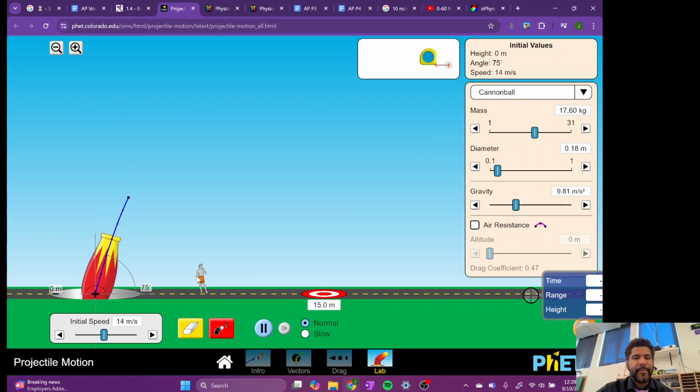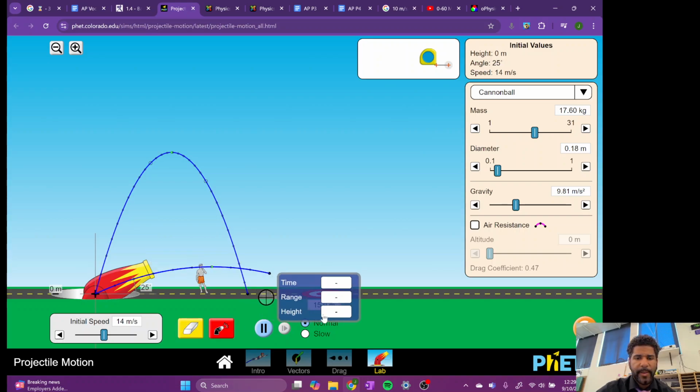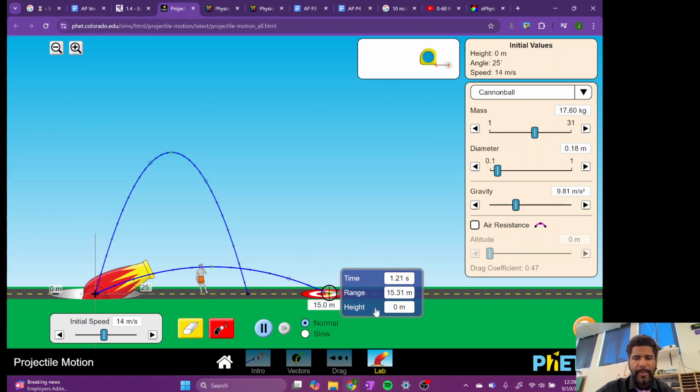75 and 15. If we take 75 and see where the range is at, it's going to be 9.99. If I go down to 15, no way. Okay, we're going to have to change that. Let's make it 65 and 25. If I go 25 right here, hit right on the target because I'm money.